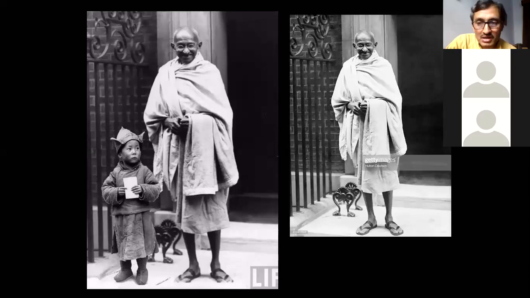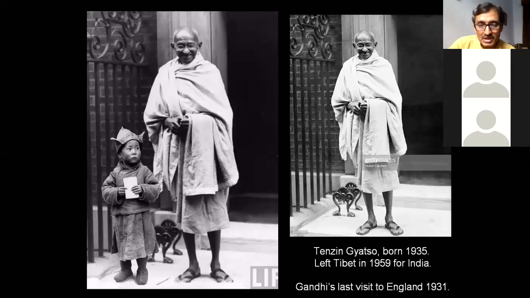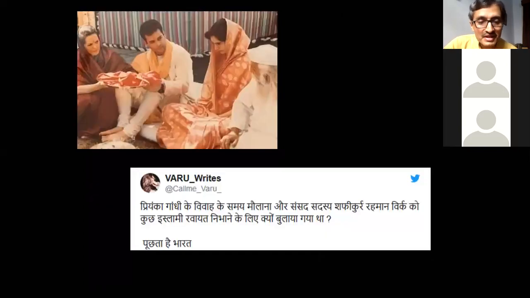So this Dalai Lama, Gyatso, whatever his name is, he was born in Tibet much later, much after 1931, probably in the 40s. And he didn't leave Tibet till the 1950s. He went into exile and came to India when Nehru was already prime minister. So it's not possible that this is the Dalai Lama. And in fact, many Tibetans have been distributing this photo saying that this is the Dalai Lama with Gandhi.